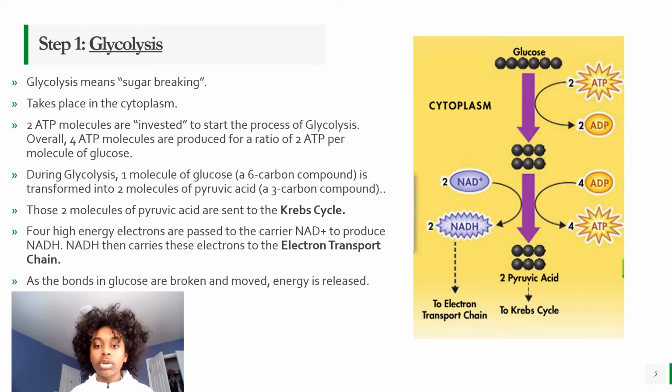During glycolysis, 1 molecule of glucose, which is a 6-carbon compound, is transformed into 2 molecules of pyruvic acid, which is a 3-carbon compound. Those 2 molecules of pyruvic acid are sent to the Krebs cycle, but that's not all. 4 high-energy electrons are passed to the carrier, NAD+, to produce NADH. NADH then carries these electrons to the electron transport chain. As the bonds in glucose are broken and rearranged, energy is released.